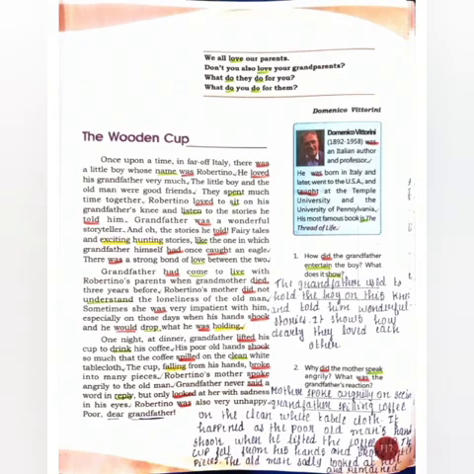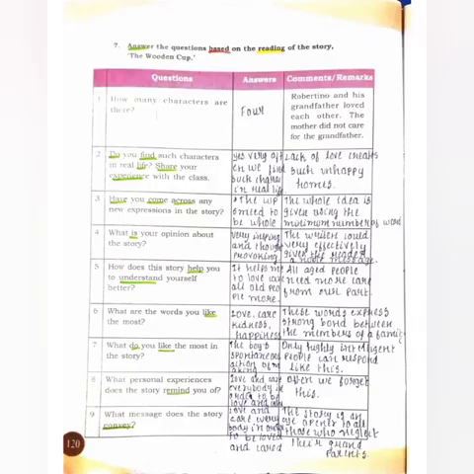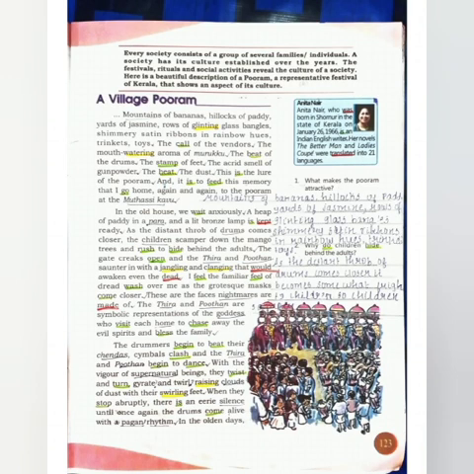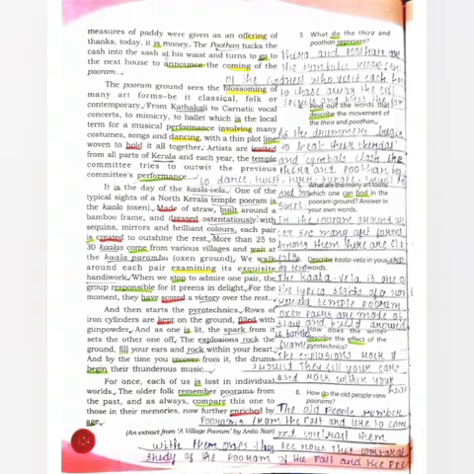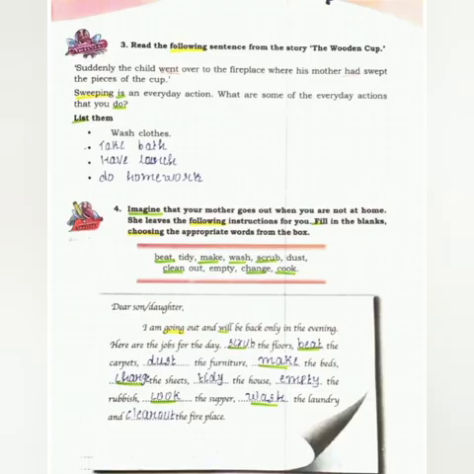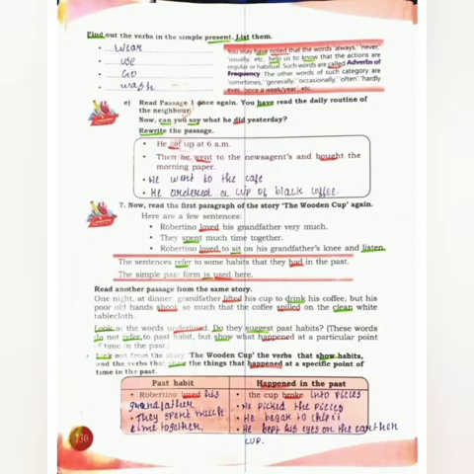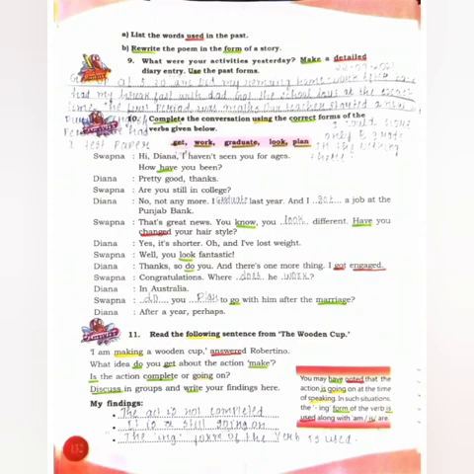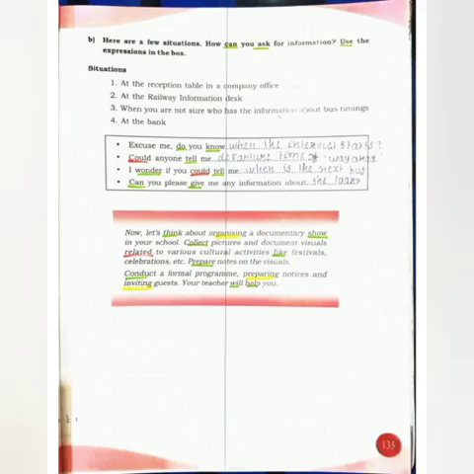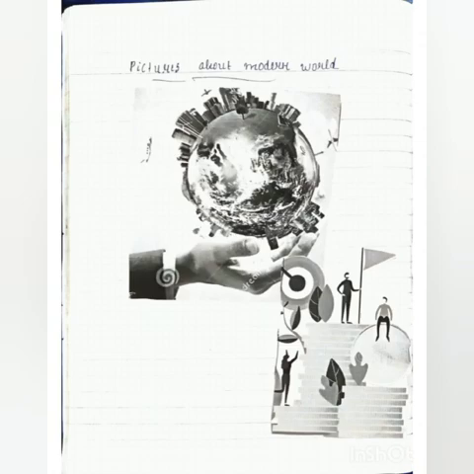The wooden cup. Questions and answers. Textbook activities. A village Puram. Questions and answers. Textbook activities and answers. Idea, get from the first picture. Extra activity, pictures about modern world.